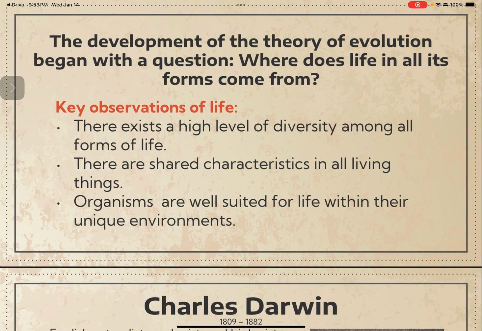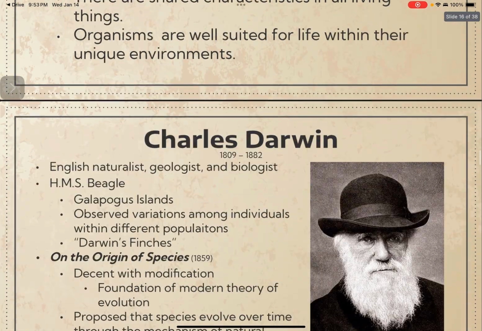That doesn't mean we have to look the same or have the same genetics, but we have some sort of characteristics in common. And then 3rd, organisms are well suited for life within their unique environments. If I took a polar bear and put him in the desert, he's not going to survive because that's not his unique environment. His unique environment is the cold Arctic. That's an example of a unique climate.